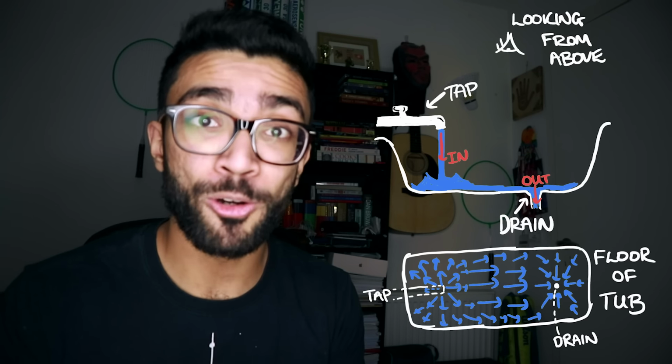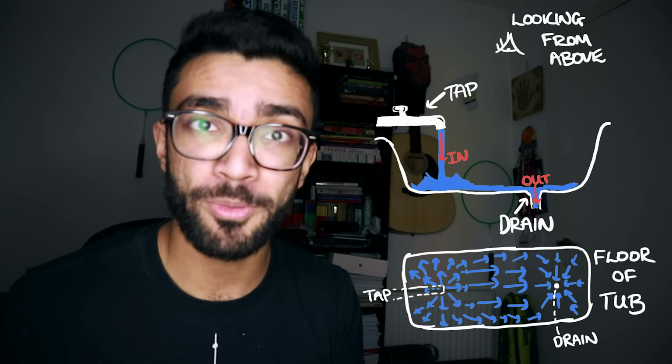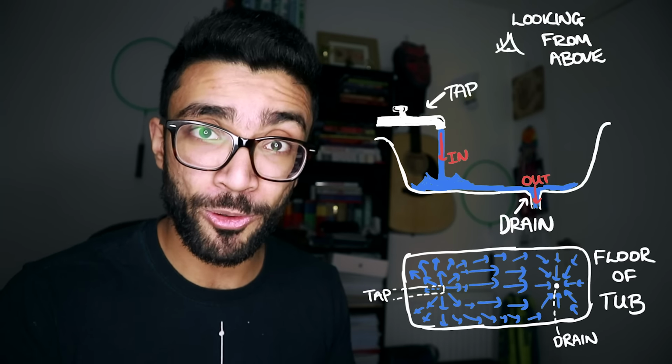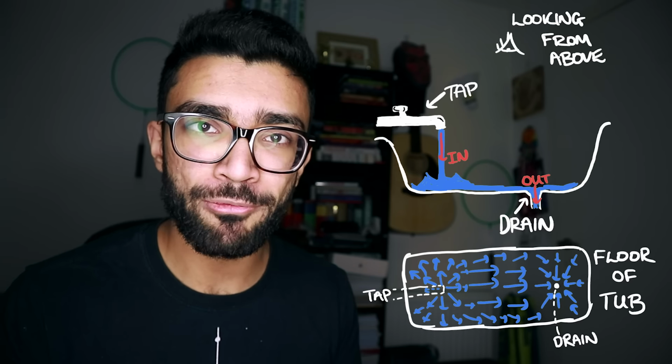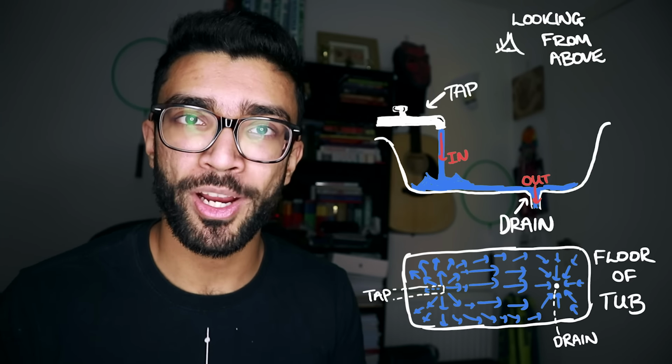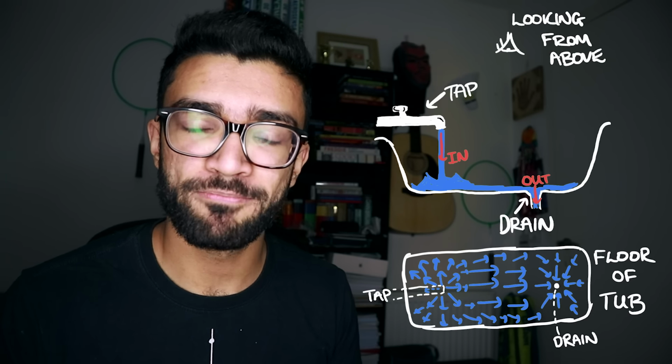Now, let's say that we're looking at the bathtub from above. We can represent the flow of water on the floor of the bathtub with a vector field. We know that at the tap end of the bath, the water is flowing down onto the floor of the bath and then spreading outwards. In the middle region of the bathtub, water is flowing away from the tap end and towards the drain end. And at the drain end, all of the water is flowing into the drain and down the plug hole.